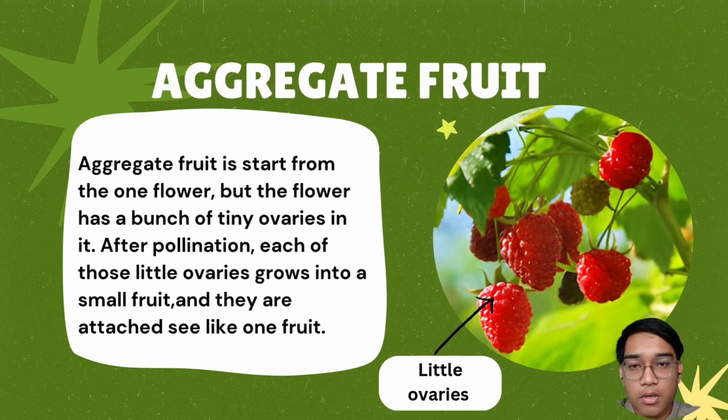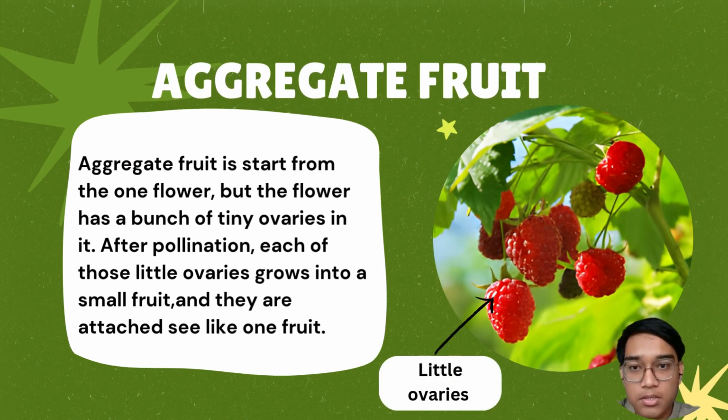The second type of fruit is aggregate fruits. Aggregate fruits start from one flower, but the flower has a bunch of tiny ovaries in it. After pollination, each of those little ovaries grows into a small fruit and they are attached so they look like one fruit. We can look at the image, where the outside of the berry is made of little ovaries attached to each other to look like one fruit.